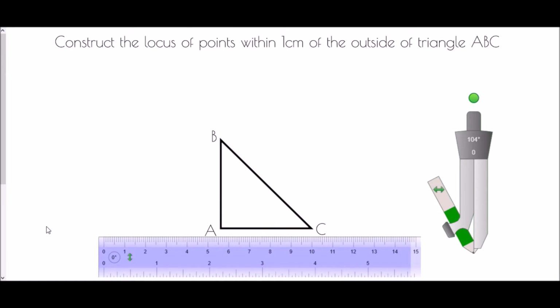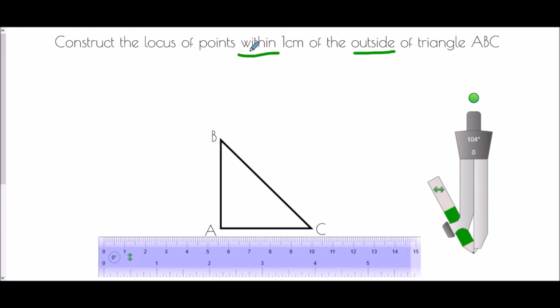Okay, so then we're going to construct the locus of points within 1 centimeter of the outside of the triangle ABC. Now with this one you may notice that we've got a different word here. We've got the word within 1 centimeter, and we've also got of the outside of the triangle. That's telling us that we're only dealing with areas around the outside. We're not thinking about what's going on inside the triangle.